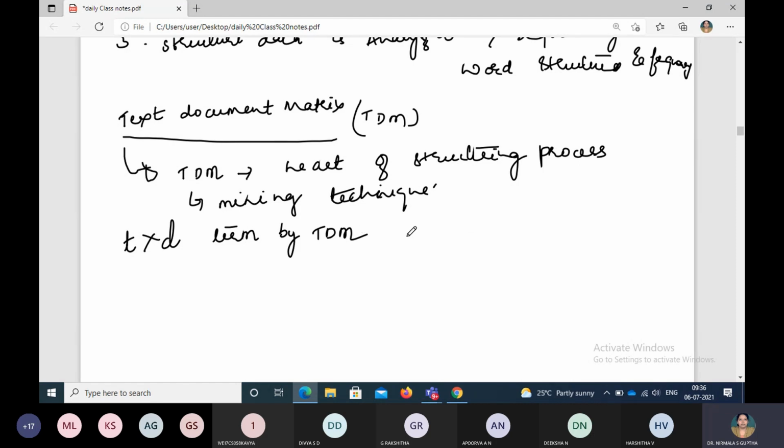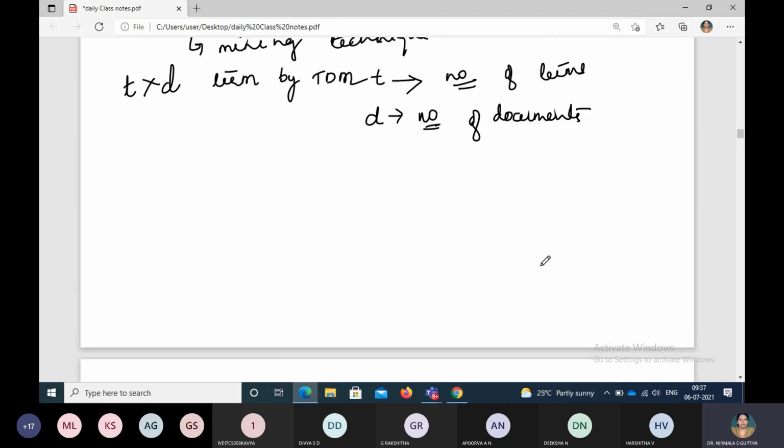It can't be a row, right? Yes, it can't be a row because we are talking about the text. So T is the number of terms. D is the number of documents.